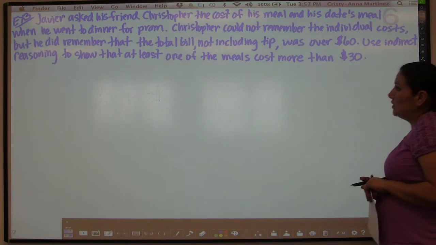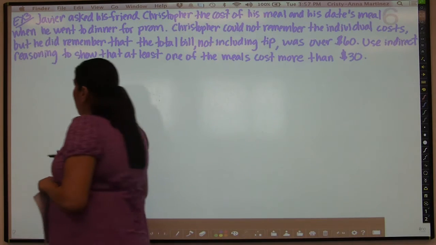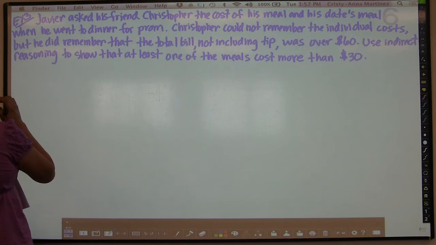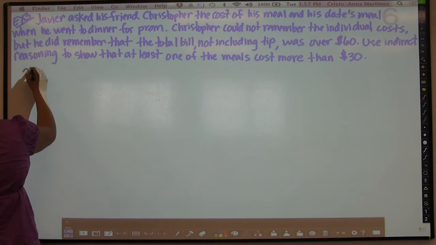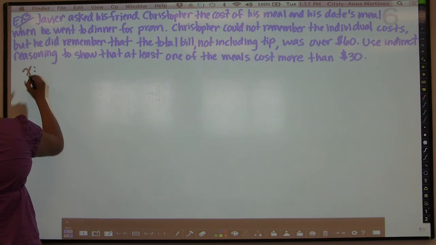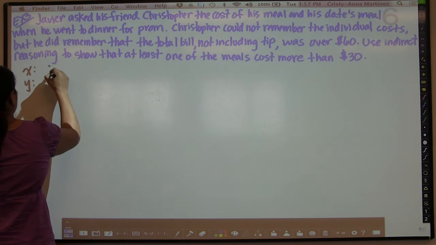So basically what we're going to do here is write an indirect proof from what we know. So the easiest thing to do is to basically create some variables. So I'm going to go ahead and say that x is Christopher's meal, which we don't know the price of.